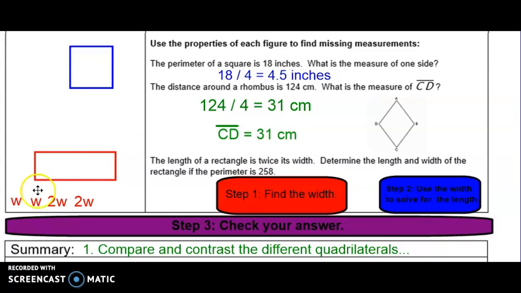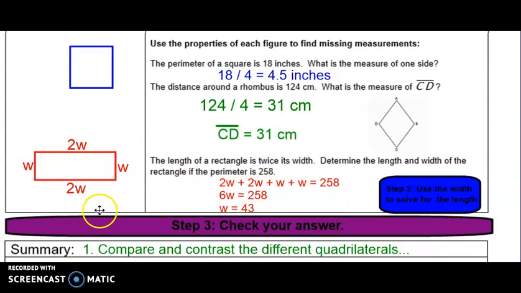In the last example, it says the length of a rectangle is twice its width. So determine the length and the width of the rectangle if the perimeter is 258. So this is a pretty challenging problem. What you need to remember is that the length of the rectangle is twice the width. So if this is the width, and this is the width, I know the length is twice that amount. So 2 times W would give me this length right here.